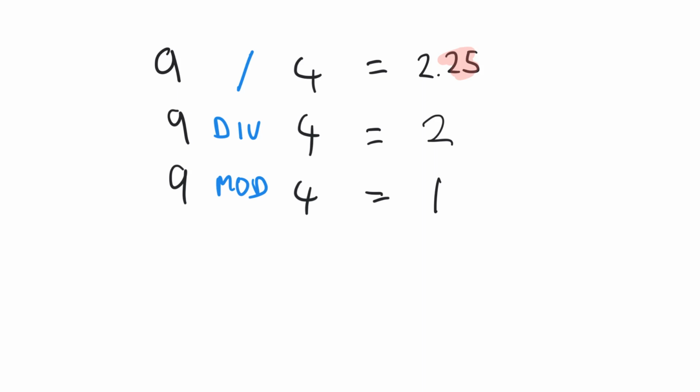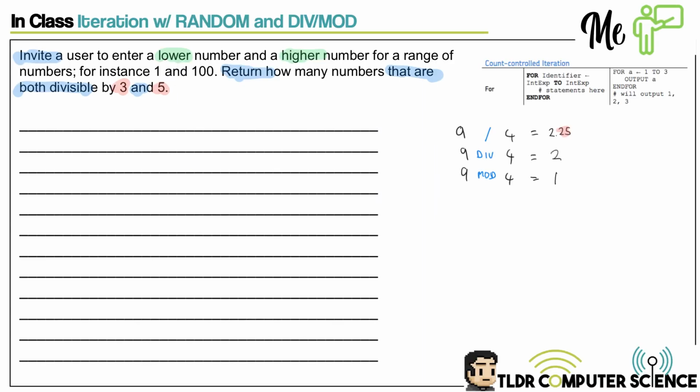So let's just take a moment to think about what kind of numbers this could be. I often think it's really useful to think of concrete examples. So we've got a lower number and a higher number, and how many are divisible by 3 and 5. So let's say we put in 10 and 20. So low is 10, high is 20. We look at the number 10. What are we going to check about it? Is it divisible by 3? And what it means is entirely divisible.